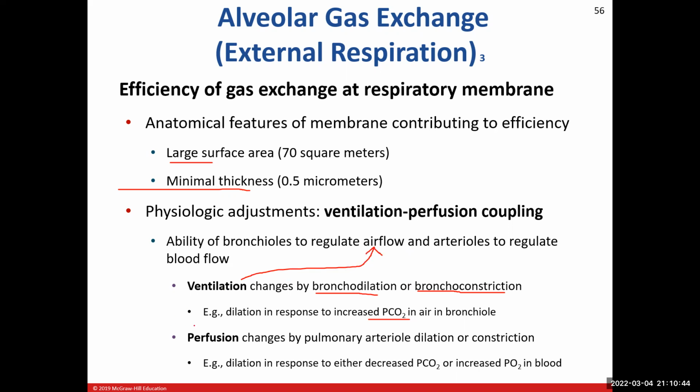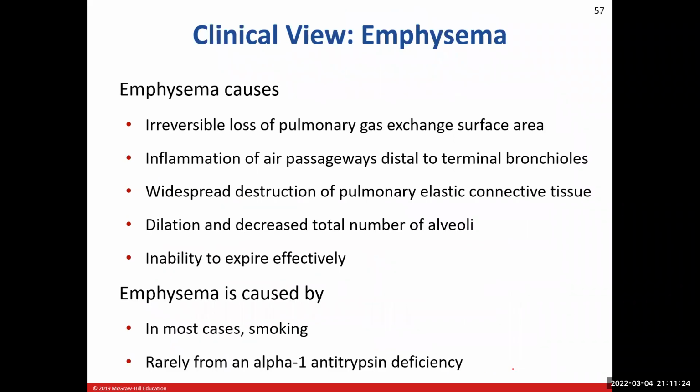And perfusion has to do with blood flow. So if we want to change our blood flow, then we are going to affect our pulmonary arterioles. And so we'll either cause vasodilation or vasoconstriction for the pulmonary arterioles. So the dilation will occur when we see either a decrease in the partial pressure of carbon dioxide in the blood, or an increase in the partial pressure of oxygen in the blood. So I'll show you a picture here real quick.